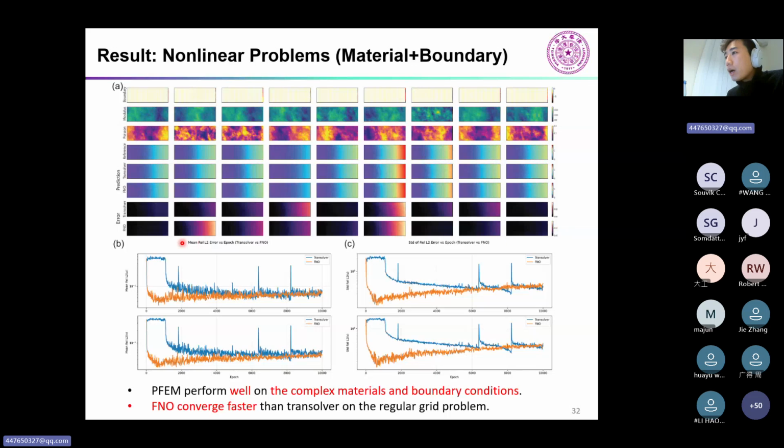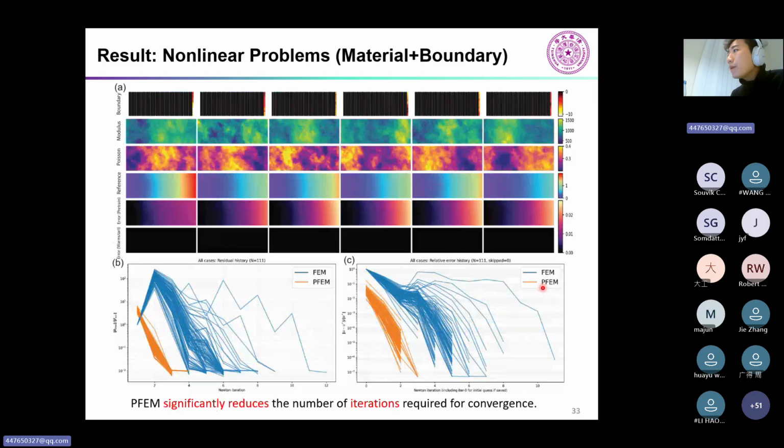We also show the error curve, for example, in B and C. The difference between B and C is that B is the mean relative error, and C is like the variance. What we want to test is the robustness of our method. As you can see, Transolver can get the same accuracy as the FNO. However, FNO converges faster. But in the final epoch, Transolver will get maybe better, more robust results than the FNO.